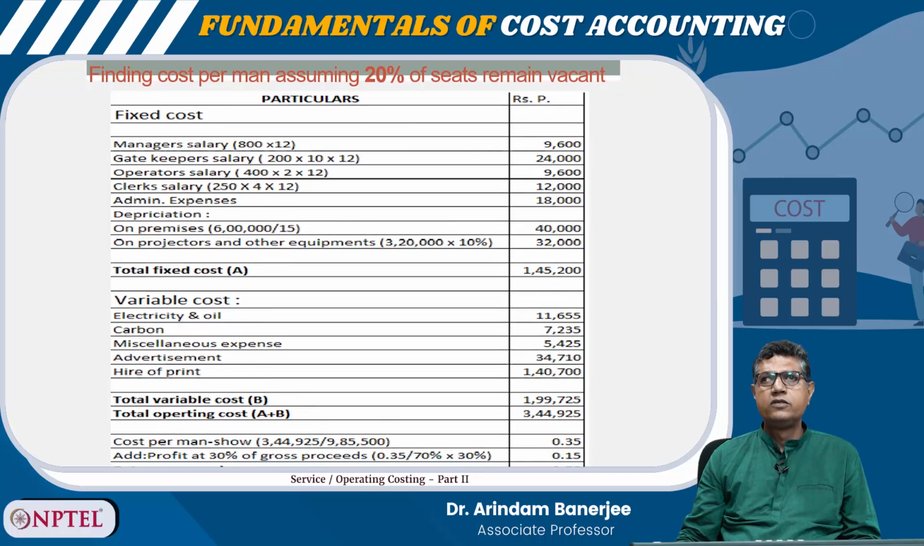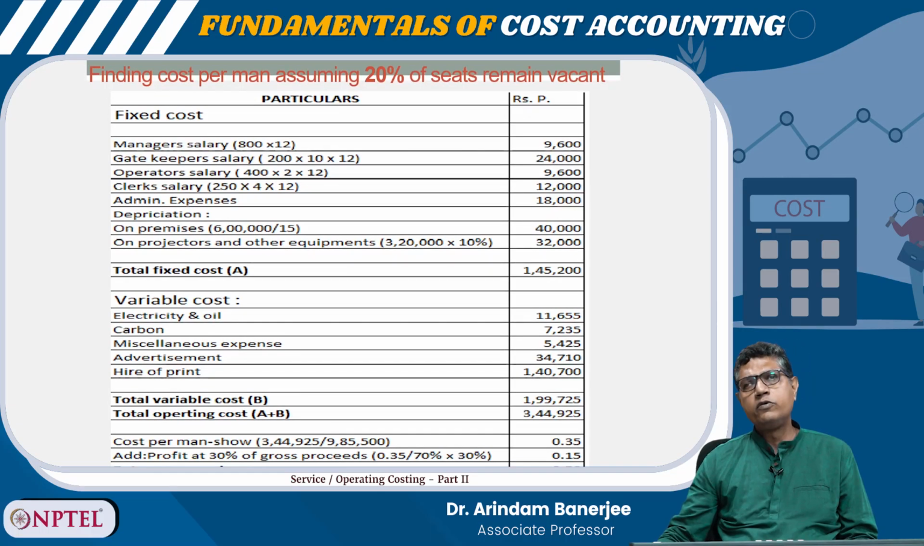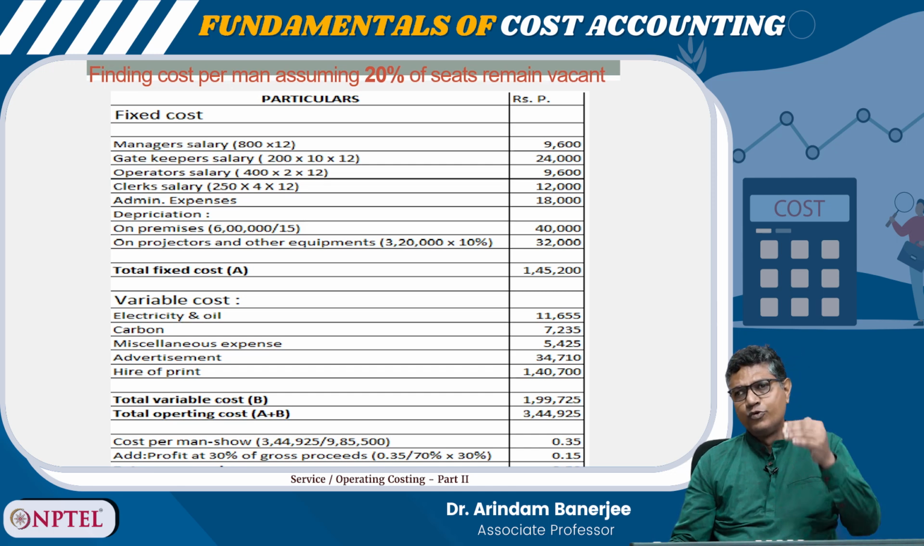Okay. So, I have to prepare the cost per man, right. So, now usually what happens, unless the movie is really a big hit, some part of the movie theater hall remains empty, right. So, here we are assuming that on average 20% of the seats remain vacant, right. So, now as I said, we will segregate into fixed cost and variable cost.